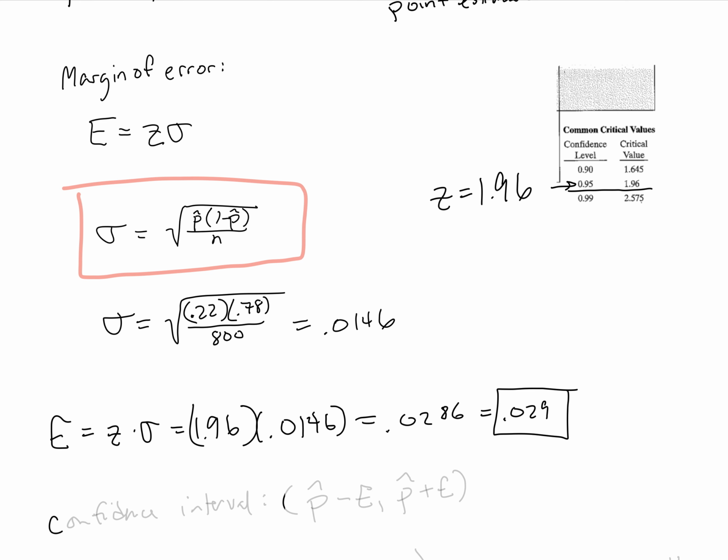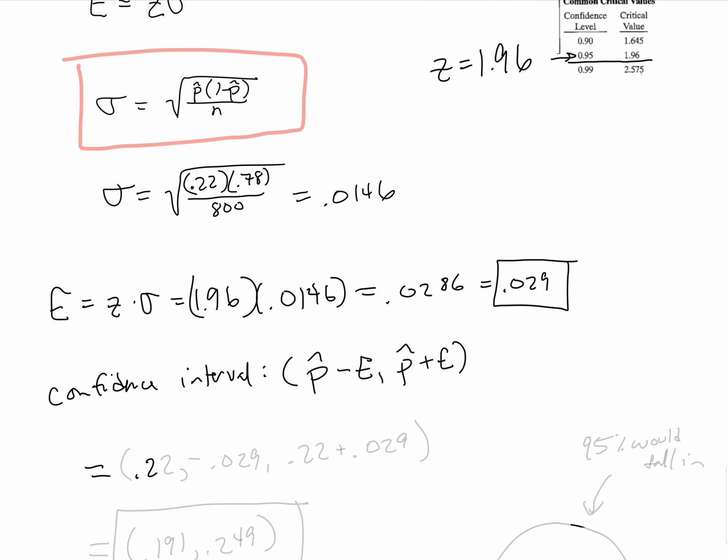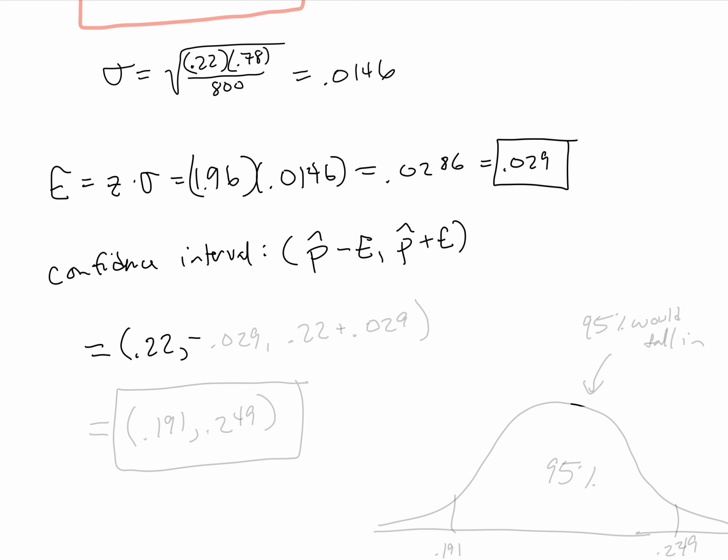So that means that now our confidence interval is, again, the sample proportion minus the margin of error to the sample proportion plus the margin of error. So that's 0.22 minus 0.029 to 0.22 plus 0.029. And so our confidence interval is 0.191 up to 0.249. So that is our confidence interval.